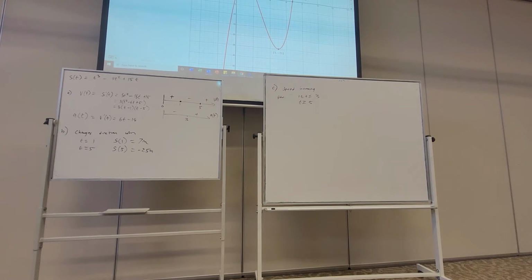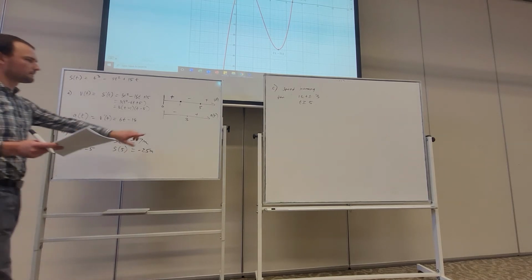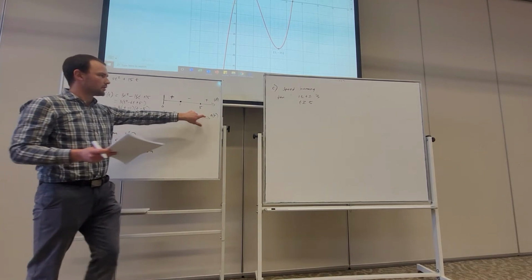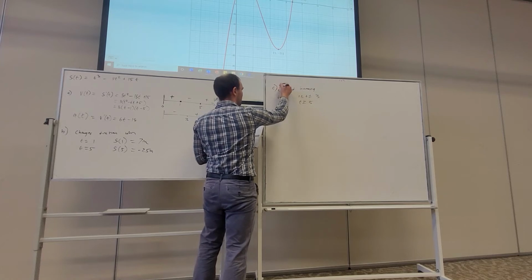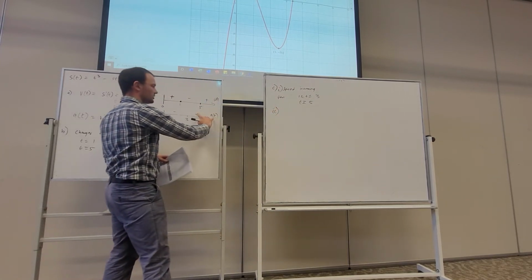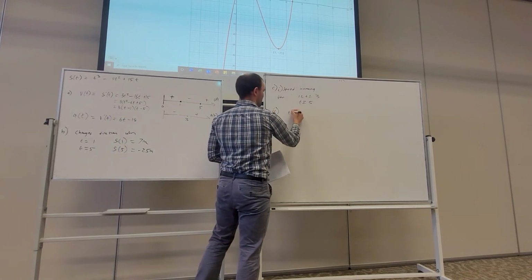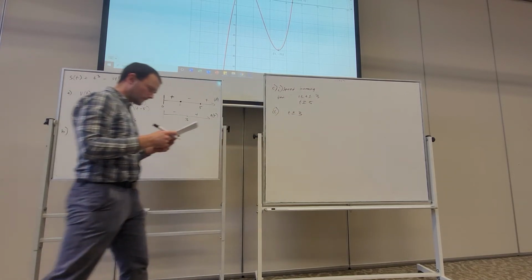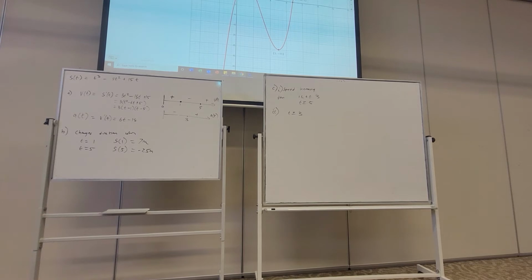When is the velocity increasing? Velocity is increasing when acceleration is positive. So to answer, that's C part 1 and C part 2. Velocity is increasing when the acceleration is positive, which is when time is greater than or equal to 3. All right, and then the last part: find the displacement when time is 6.